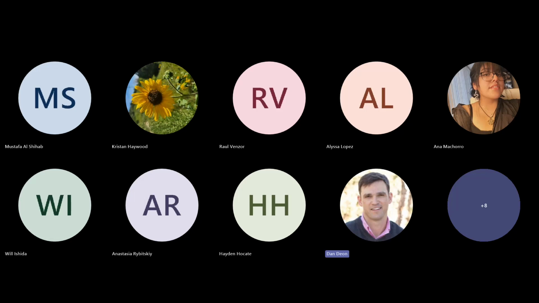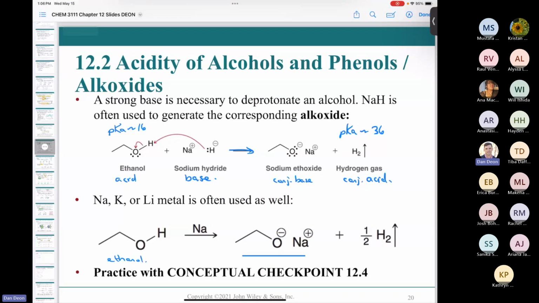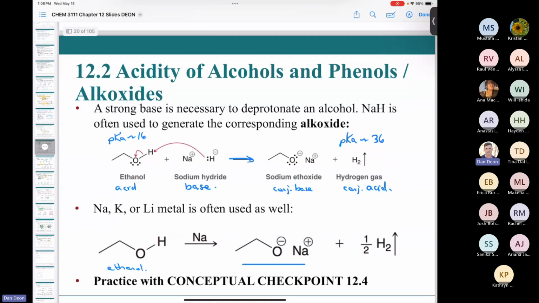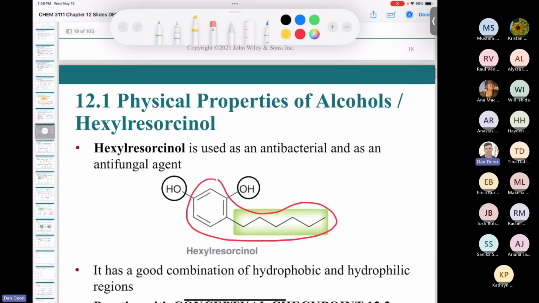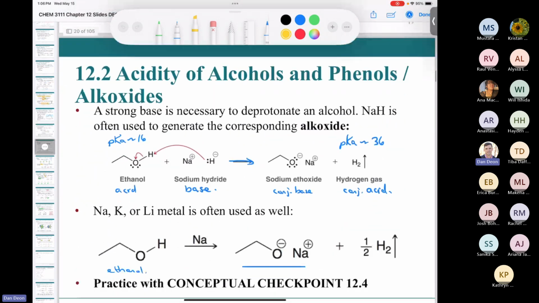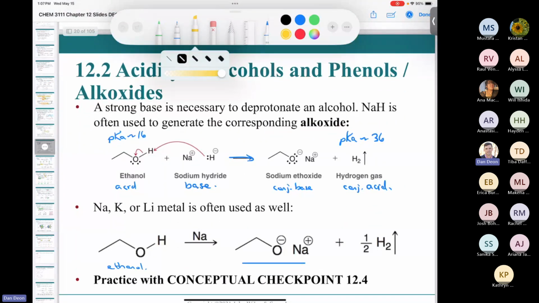Okay, Chemistry 3111. So where we left off last class was looking at chapter 12, but there was one reaction that I went over pretty quickly, and I wanted to review it with you before we move forward. We were talking about the acidity of an alcohol. We took a look at the pKa of an alcohol.